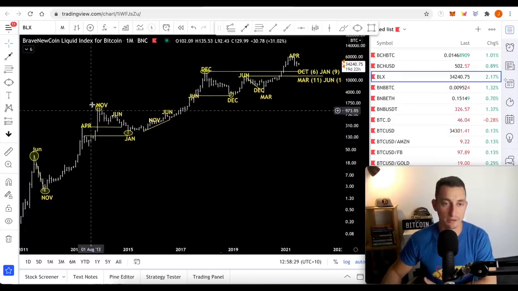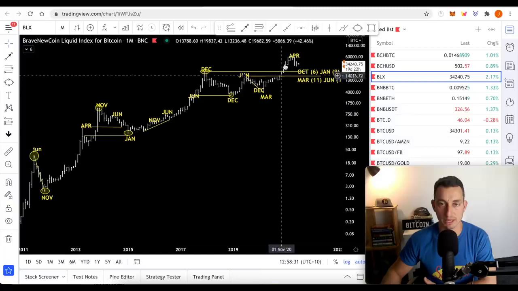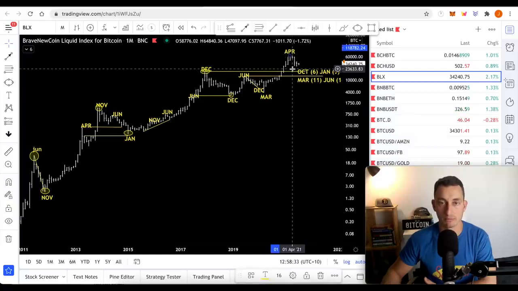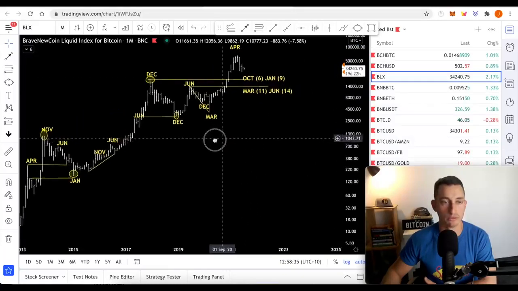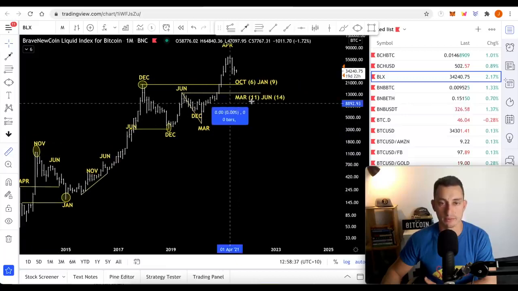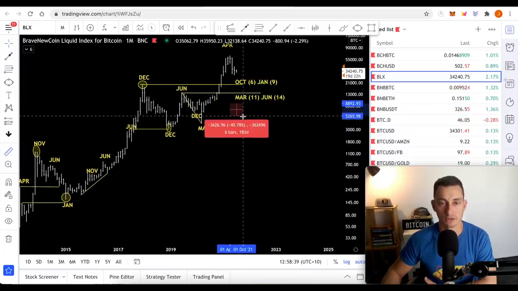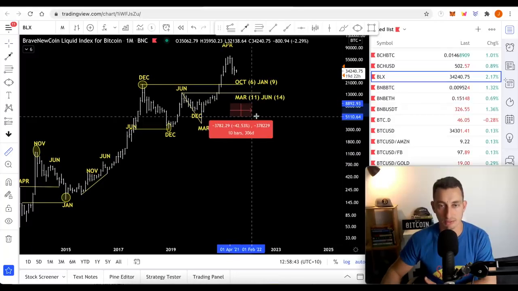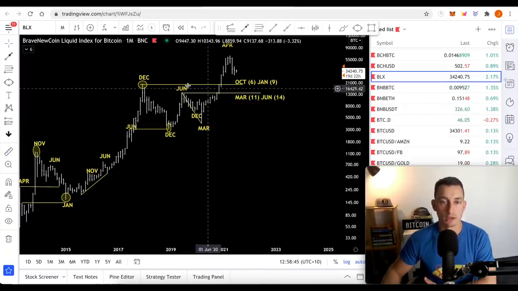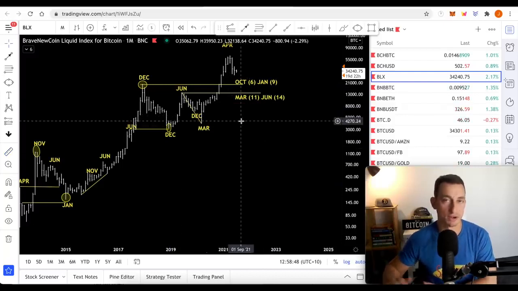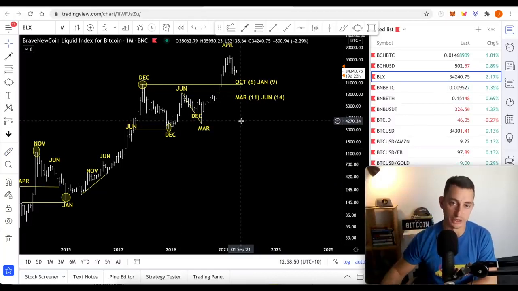So November, January, 14 months, April at the top. We now project forward or move forward those time periods. 6 months brings us into, like I said, October, 9 months into January, and then again, March, June. The price potential. So that's the time. That's giving us a bit of an idea of where we could be going in time.